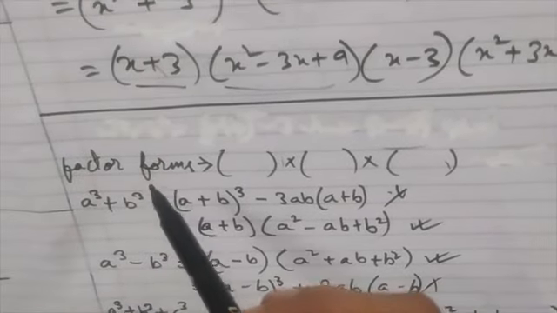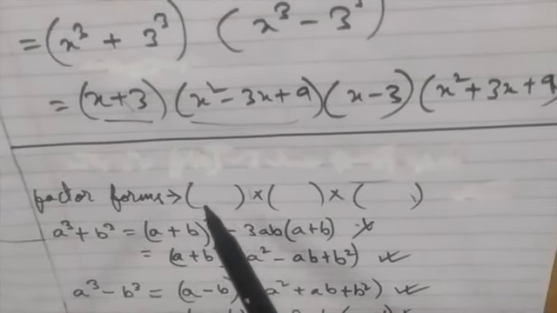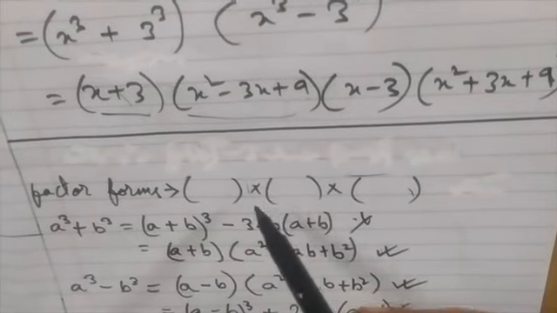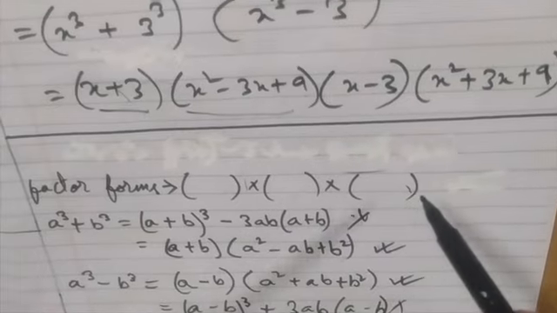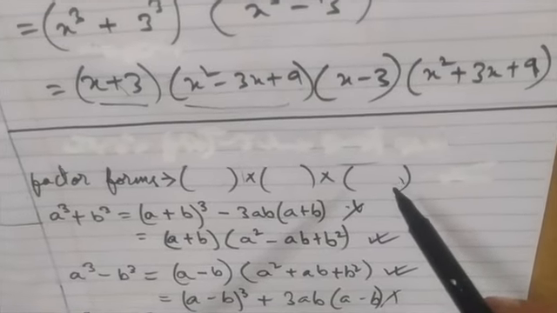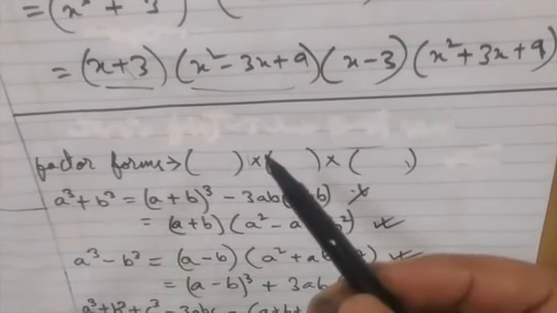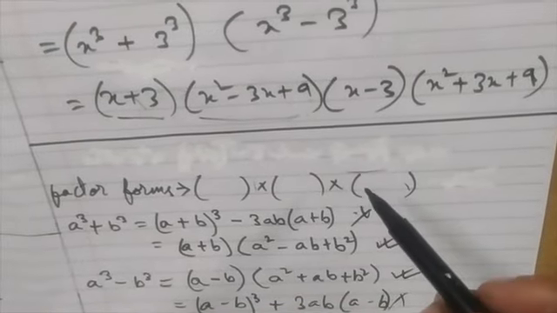Why? Because in factorization we have to use those formulae which have this type of form. Factor form means something into something into something. So that is the factor form. So we have to choose the formula accordingly.